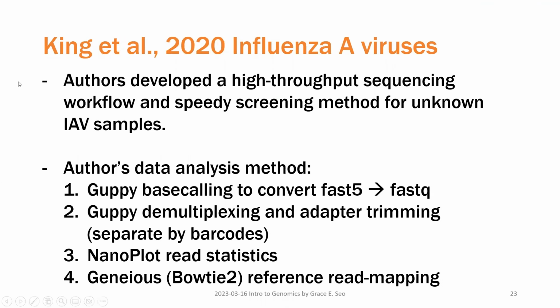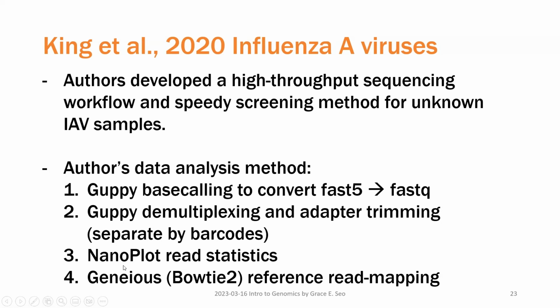For today's workshop, the King et al. paper is an influenza A virus sequencing paper. The authors developed a high throughput sequencing workflow and a speedy screening method for unknown IAV samples. Their data analysis method includes Guppy, a tool for base calling of nanopore reads from signal to fastq. Then they run demultiplexing, because you can sequence multiple samples at once by having separate unique barcodes. Barcode 1 would be sample 1, barcode 2 would be sample 2, and so on. The tool also includes adapter trimming automatically.